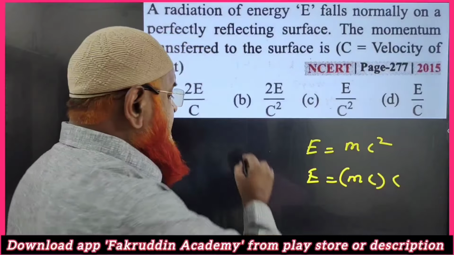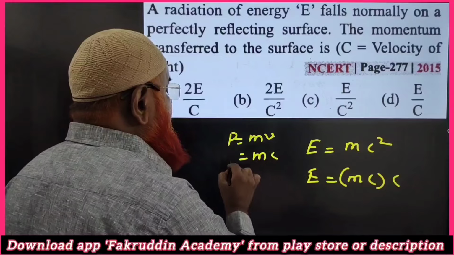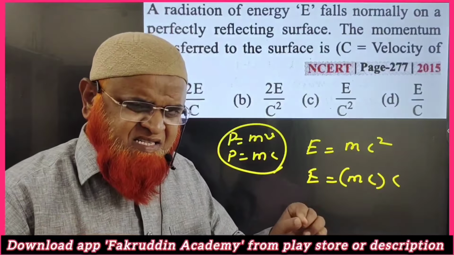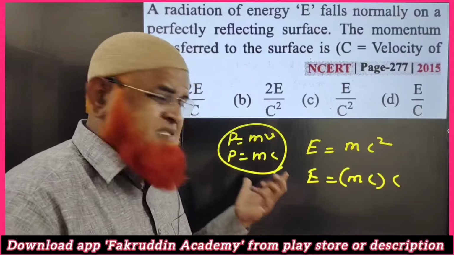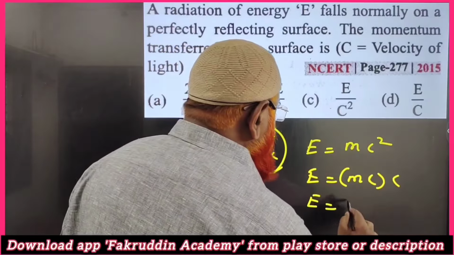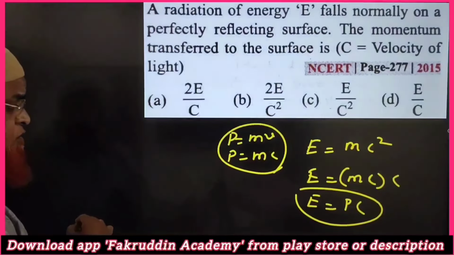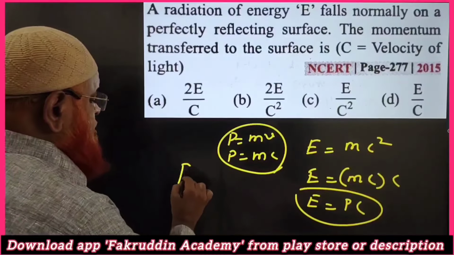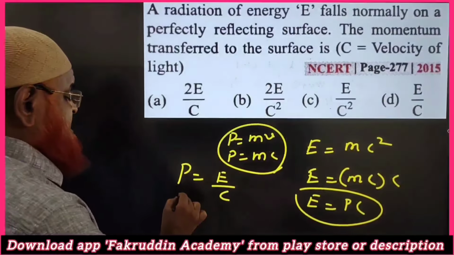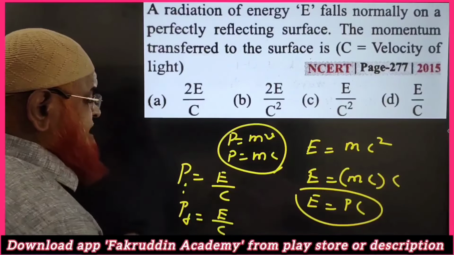And you also know momentum is equal to mass into velocity, or momentum is equal to mass into velocity of light, anything is same. That is P. So can you write E is equal to PC? Can you write P is equal to E by C? Let us take this is initial, this is final, P is equal to E by C.